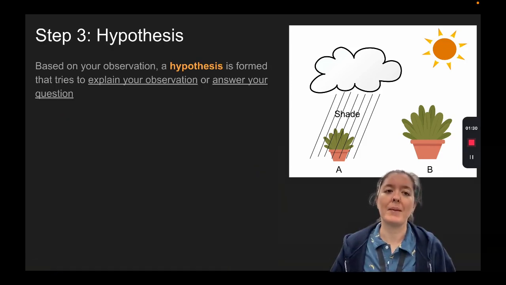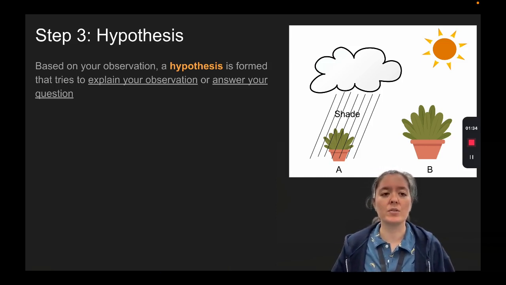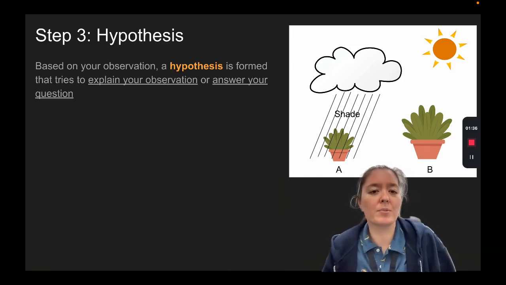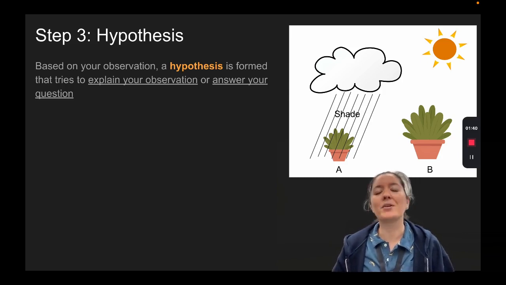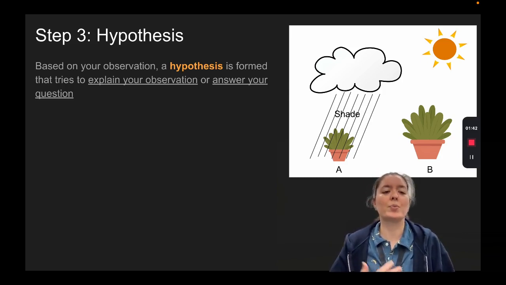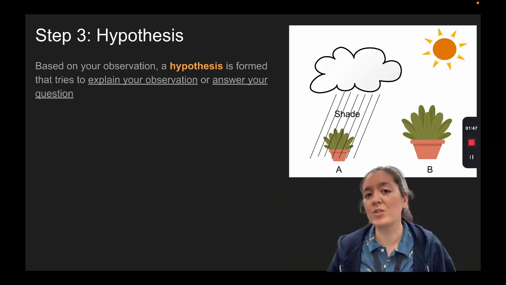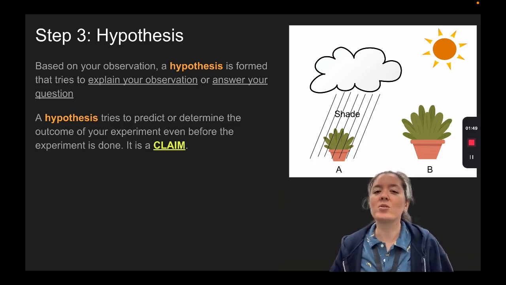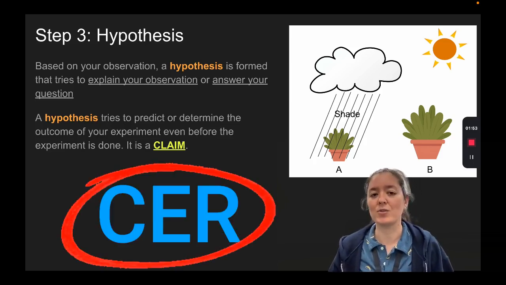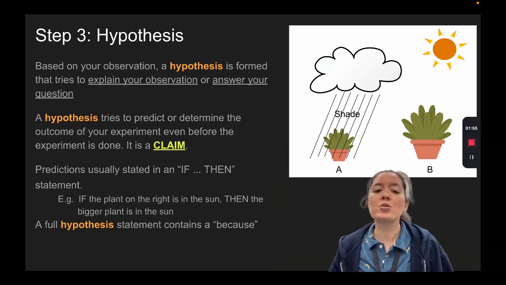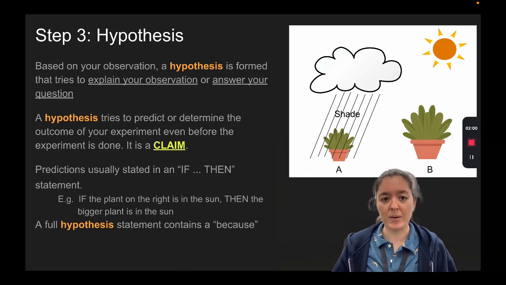Step 3, hypothesis. Based on your observation, a hypothesis is formed that tries to explain your observation or answer your question. A hypothesis is a prediction. We're trying to predict or determine the outcome of an experiment before we do the experiment. This is also known as a claim, if you are familiar with a CER, claim evidence reasoning.